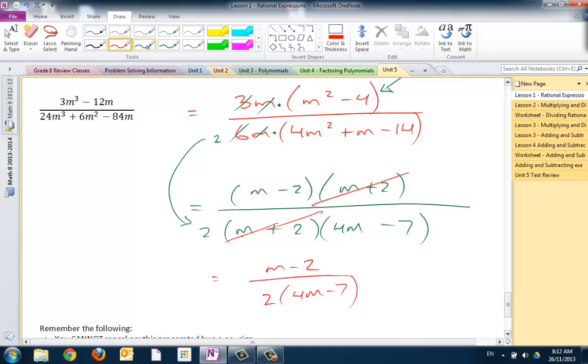Note, I could have done this canceling at the end. Sometimes it's not a bad idea to leave it until the end because I almost forgot to bring this 2 down into this location. And if I had forgotten that, I would have gotten the answer wrong. So it might be better to leave it till the end.